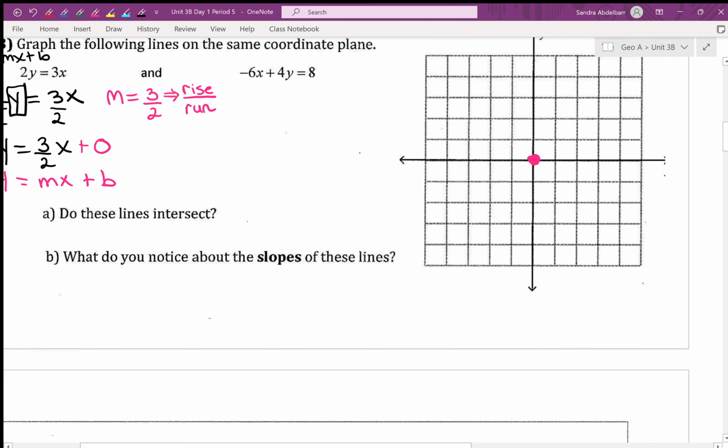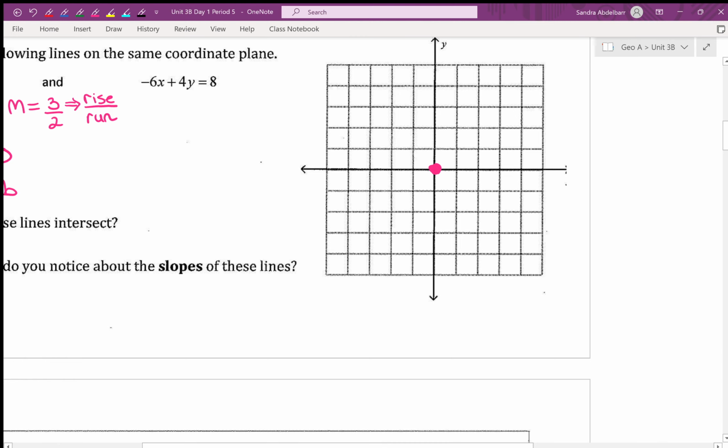So now you go to your y-intercept. And from that y-intercept, I'm going to rise 3. That means go up 3. 1, 2, 3. And then I'm going to run 2. Is 2 positive or negative?